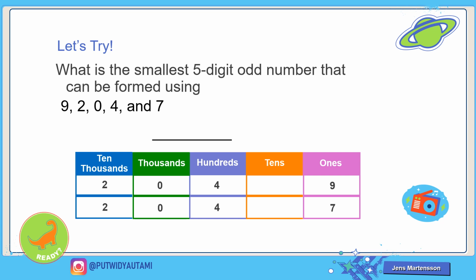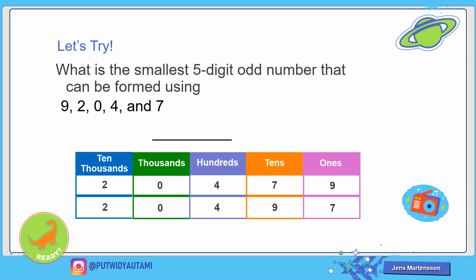In tens place, we can see if we put 9 in ones place, so in tens place, we just can put 7. Besides, if we put 7 in ones place, we only can put 9 in tens place. So, these are the possibilities.